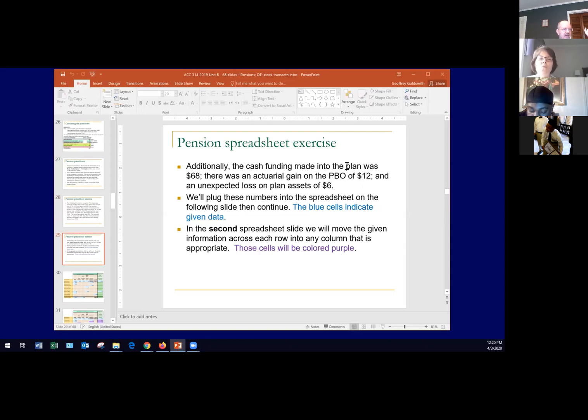Additionally, the cash funding made into the plan was 68 million. There is an actuarial gain on the PBO of 12 million and an unexpected loss on plan assets of $6 million. So we will plug these numbers into the spreadsheet on the following slide, then continue. The blue cells indicate given data. In the second spreadsheet slide, we'll move the given information across each row into any column that is appropriate and then color those cells purple.